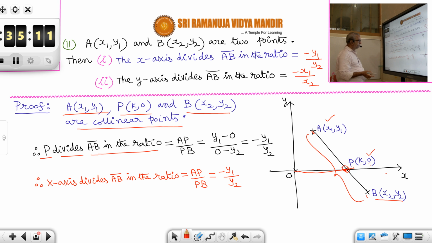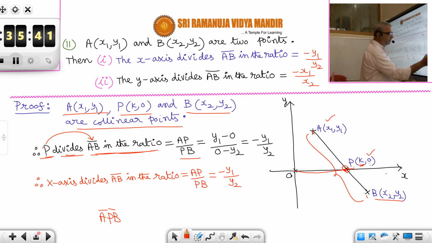What you have to do? According to the previous concept, if you want to find in what ratio P divides AB, you have to place P between A and B. So like this. P you have to place between A and B. So APB. Then read from left to right. AP by PB. Okay. That is correct. AP by PB. Now, can we use x coordinates? If you use x coordinates, you have to use k, where k you don't know. Let us use y coordinates therefore, because the y coordinate 0 we know for the point P.